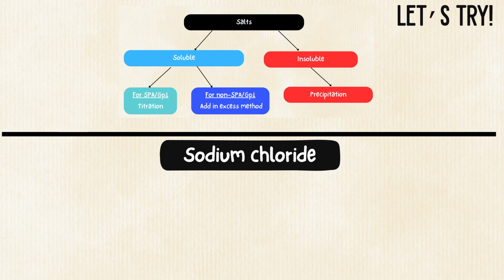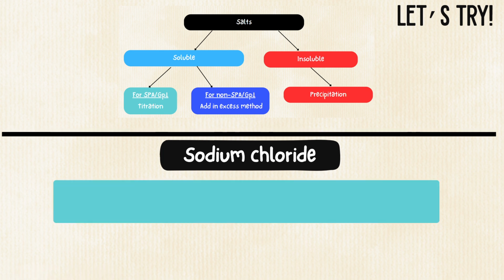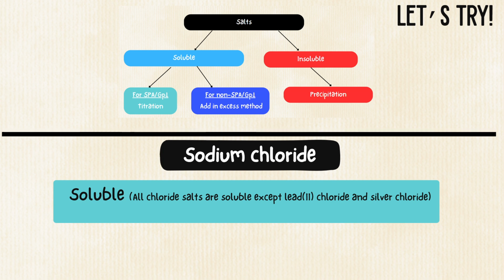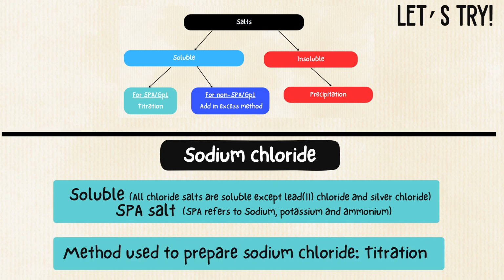Let's take a look at sodium chloride. So sodium chloride is a soluble salt. It also happens to be a SPA salt because SPA stands for sodium, potassium, and ammonium. Sodium chloride at the same time is actually a group 1 salt because sodium is in group 1 of your periodic table. So the method that we use to prepare sodium chloride will definitely be titration.